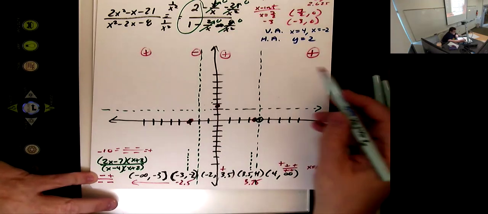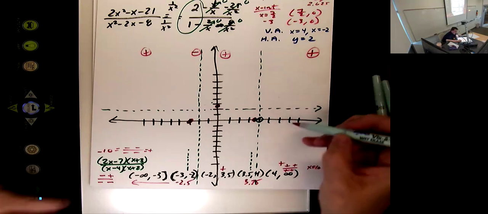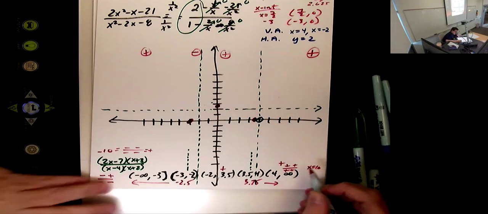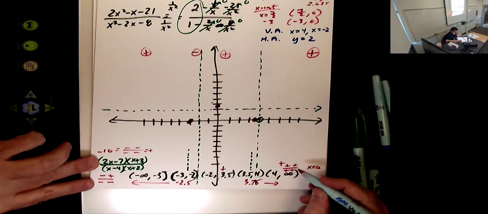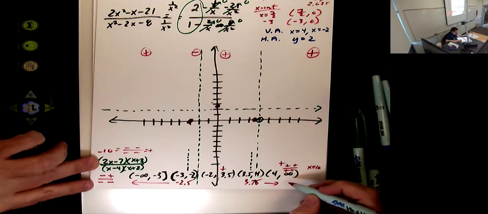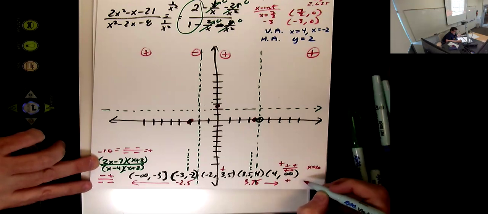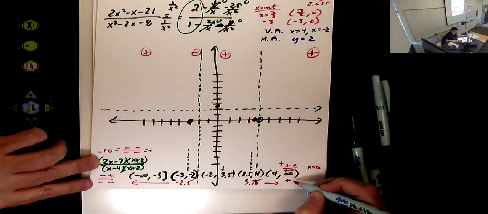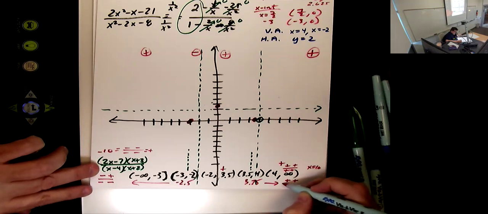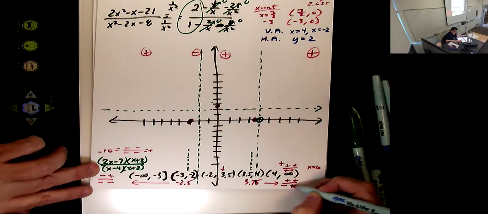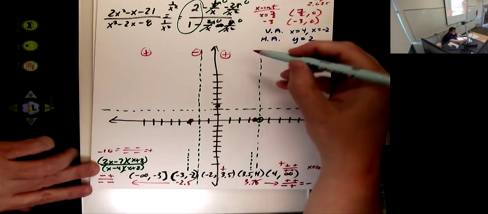And if I check 3.75, that's like 2.75 times 2 is 5.5, hmm, 3.75 times 2 is 7.5. 7.5 minus 7 is positive. And then the plus 3 is positive. This one's a minus, but that's a positive. This is a negative region also.